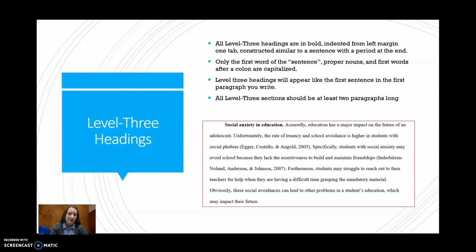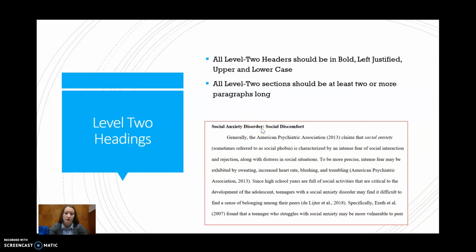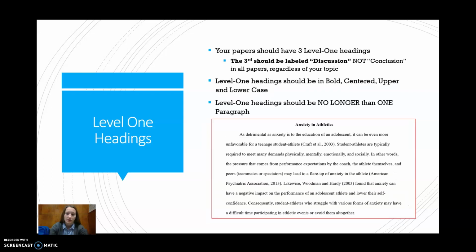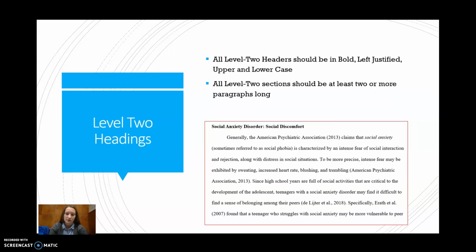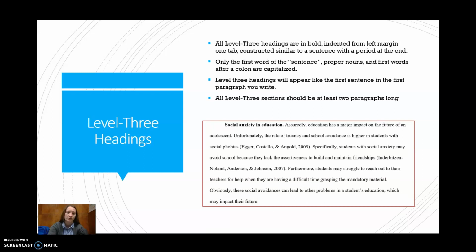These are the most detailed, and usually this is where you would put case studies. So this level 3 heading is underneath this level 2 heading in my paper. So I went Anxiety in Athletics, social anxiety disorder, and then I talk about social anxiety in education. So as you can see, it just gets more narrow, each and every level heading.